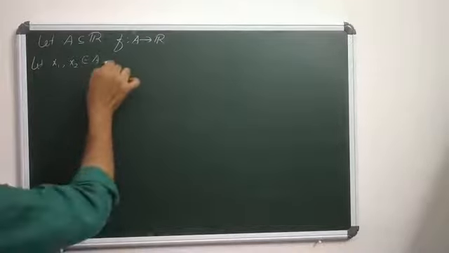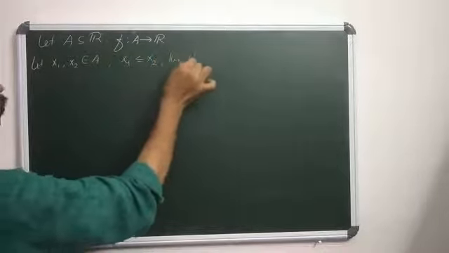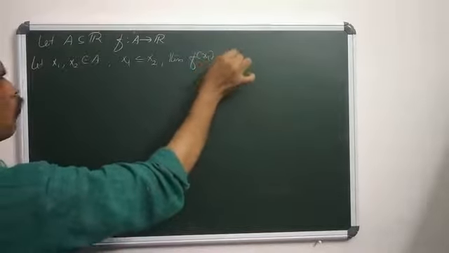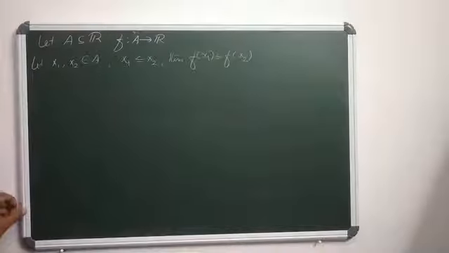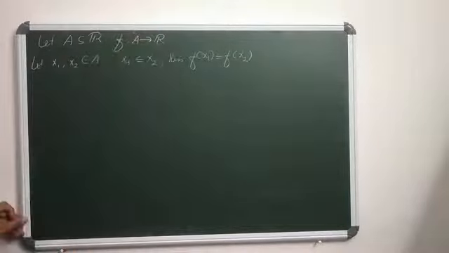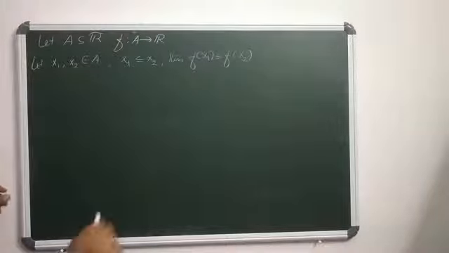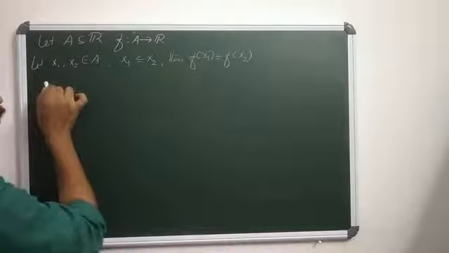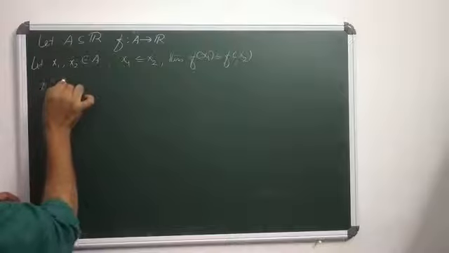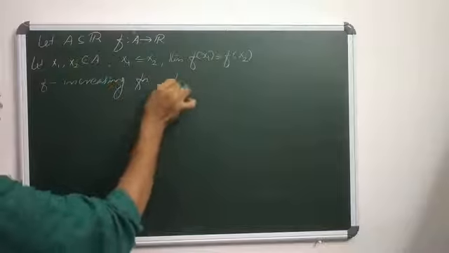When x1 is less than or equal to x2, if f of x1 is less than or equal to f of x2, then f is said to be monotonically increasing, or f is said to be an increasing function. A is a subset of R, f is from A to R. For any two x1, x2 in A with x1 less than or equal to x2, such that f of x1 is less than or equal to f of x2, f is said to be an increasing function.